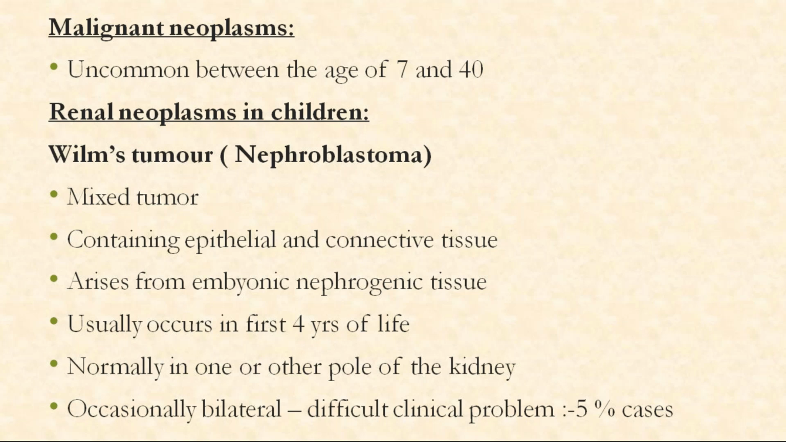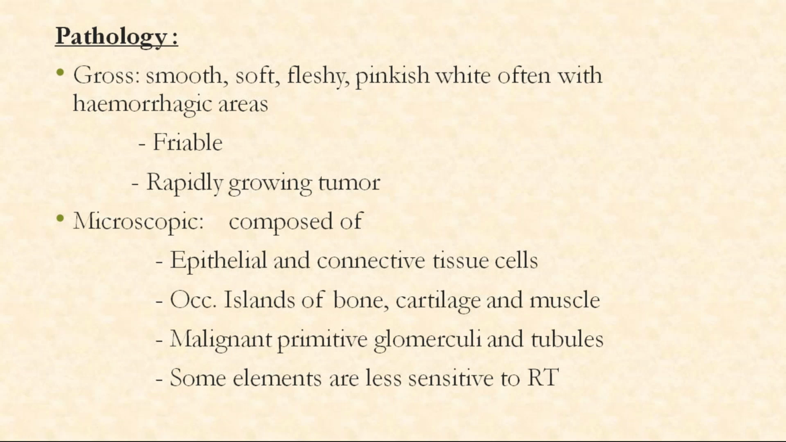It is usually unilateral, but occasionally it is bilateral. Only in 5% of the cases is the nephroblastoma bilateral. So what is the pathology? Pathology covers the gross appearance and microscopic appearance. Gross appearance, this means macroscopic appearance, is smooth, soft and fleshy.